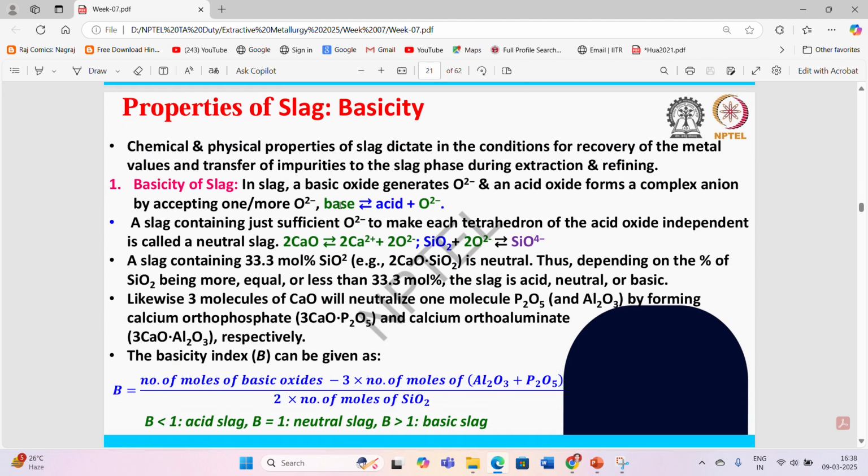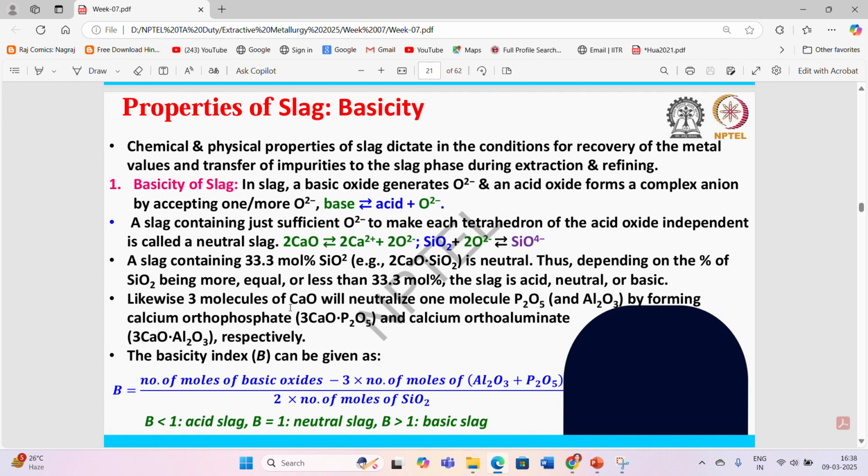So, properties of slag. Slag can be basic in nature, as we had already discussed during the refractory linings, or slag can be acidic in nature. Most of the time it has to be either basic or acidic. There are very nil chances that it will be neutral. Then the chemical and physical properties of slag dictate the conditions for recovery of the metal values and transfer of impurities to the slag phase during extraction and refining.